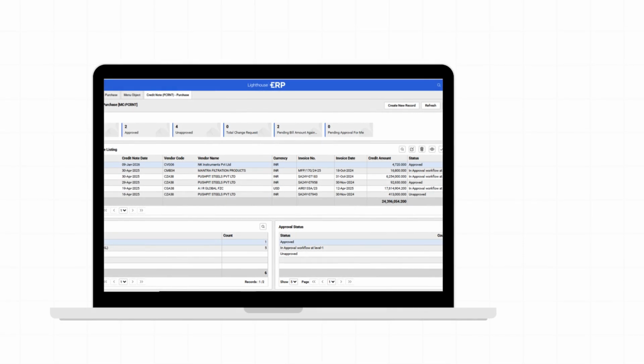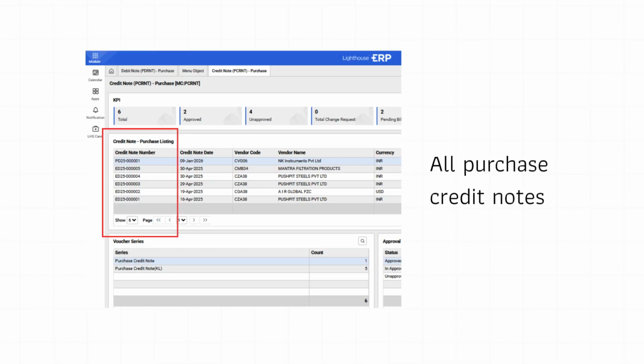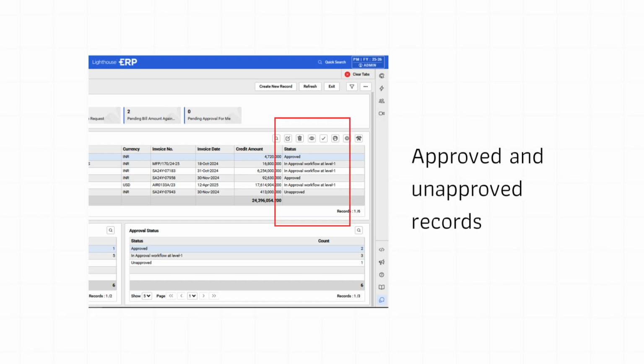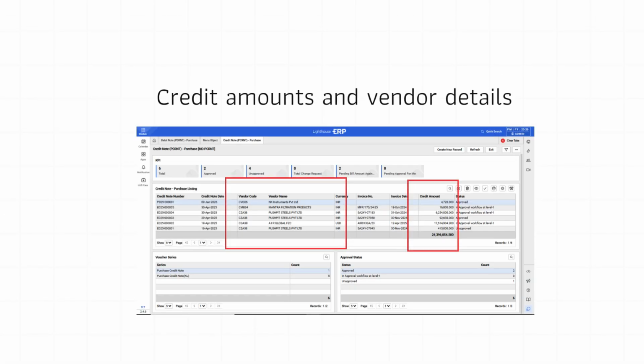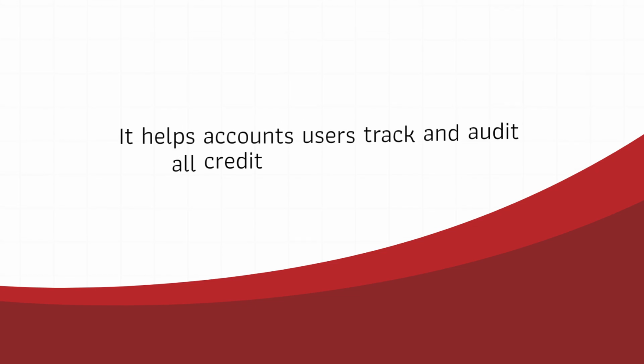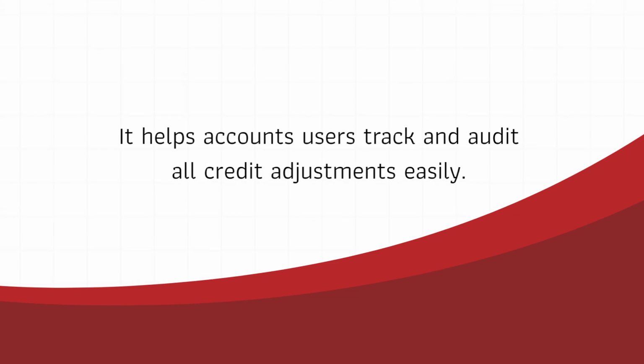This listing screen shows all purchase credit notes, approved and unapproved records, credit amounts and vendor details. It helps accounts users track and audit all credit adjustments easily.